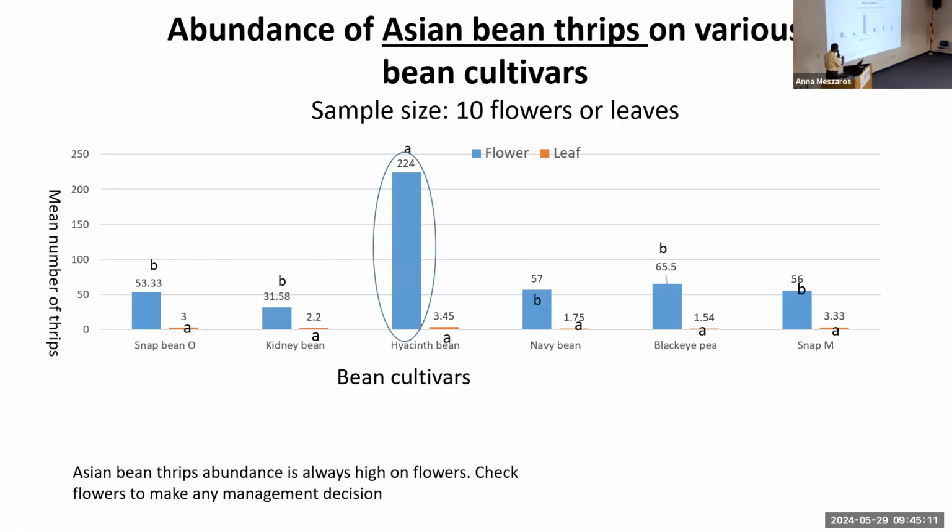And the two bars in this set, one is based on the flower sample, one is based on the leaf sample. The blue one is based on the flower sample. This slide shows you that Asian bean thrips abundance is very heavy on flowers. If you sample leaf, you may make some mistake because you will not get the right information. So it's better to sample flower for this Asian bean thrips.